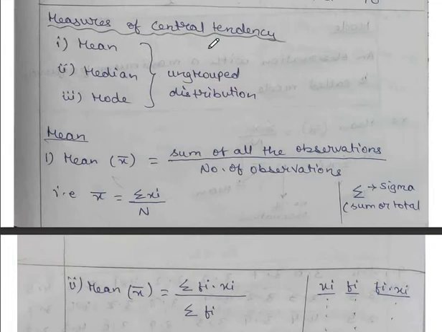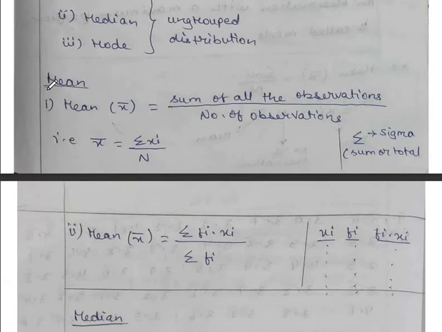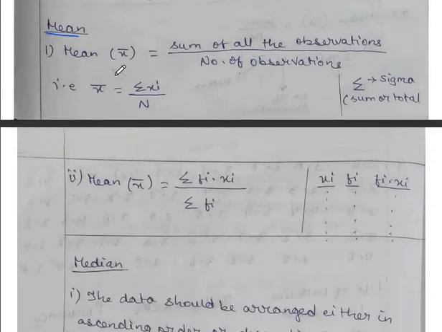Now first let me tell you the formula for mean. For mean we have two formulas. First one, the basic general formula. Mean x bar is equal to the sum of all the observations divided by the number of observations.